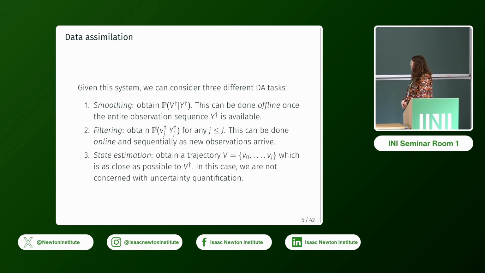And then there's kind of a third task, which is state estimation. So both of these are probabilistic. Sometimes we might only be interested in really a point estimate of the state. So I'll call that state estimation. And we just want that to be as close as possible to the true trajectory. And in that case, we're not concerned with uncertainty quantification.